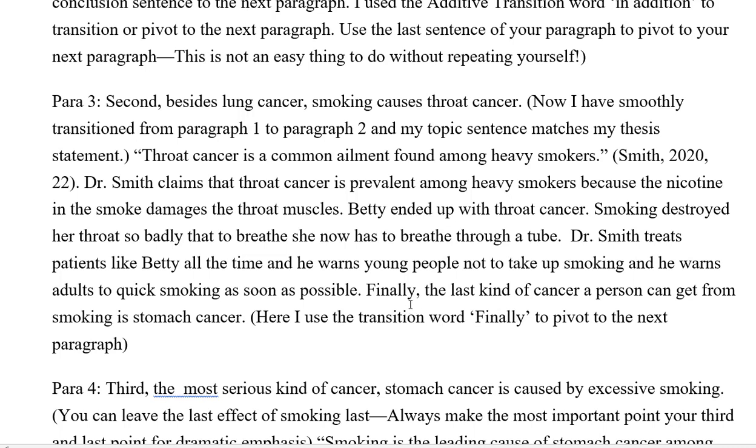So here I use the word finally. So as soon as you use your last sentence, A, you transition to the next paragraph. B, you use a transition word of conclusion, like finally, in short, to sum up, in conclusion. And then you pivot to the next paragraph. Those are the two things I want you to know about transition words. It not only connects ideas, but it helps you pivot to the next paragraph.